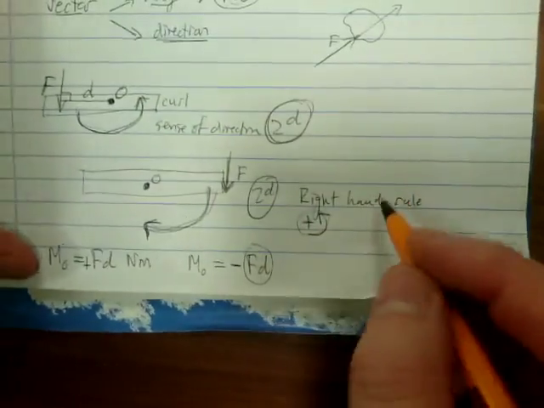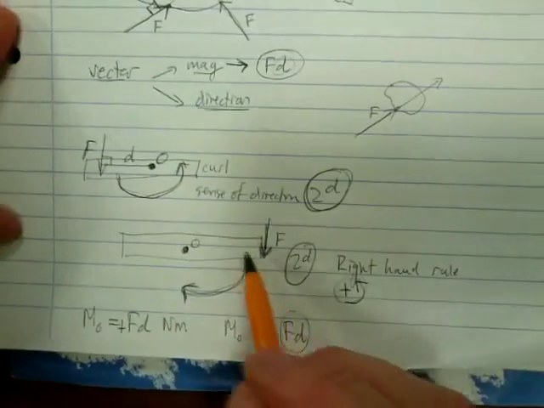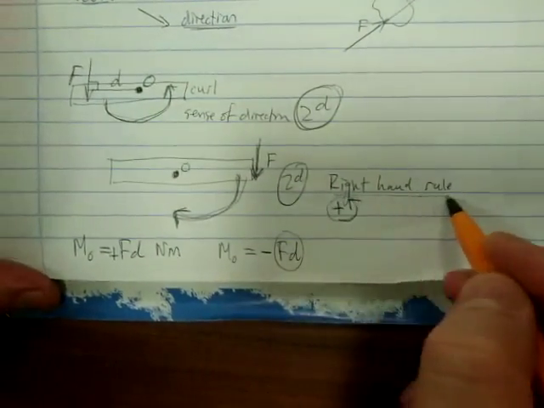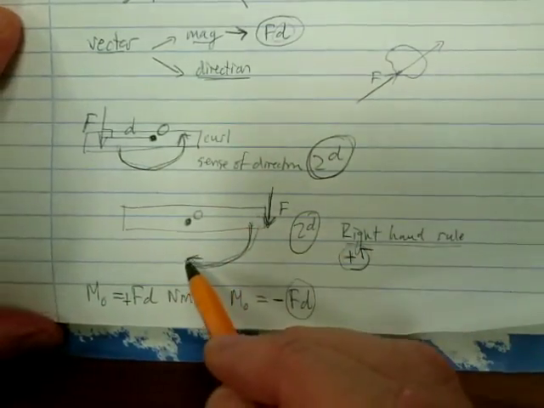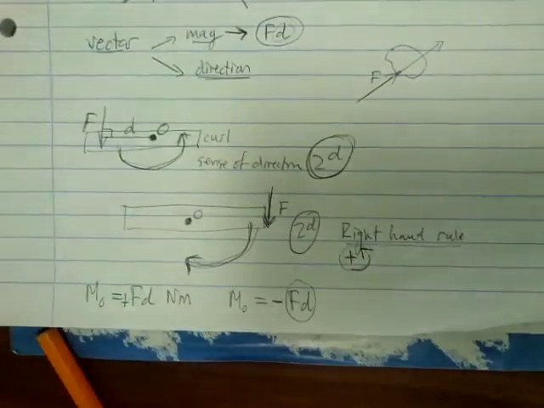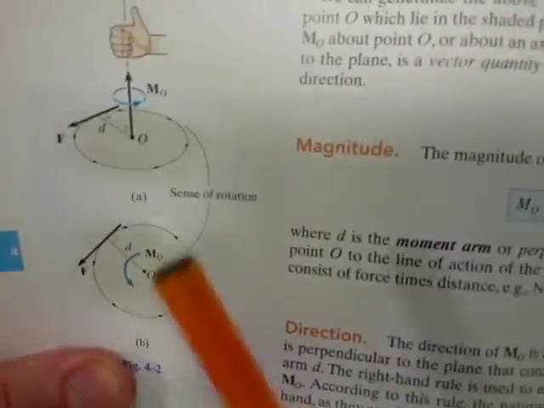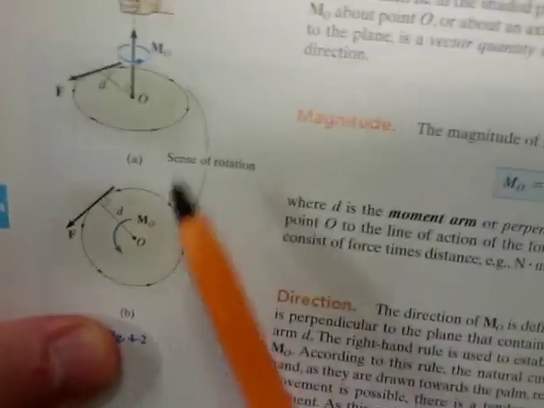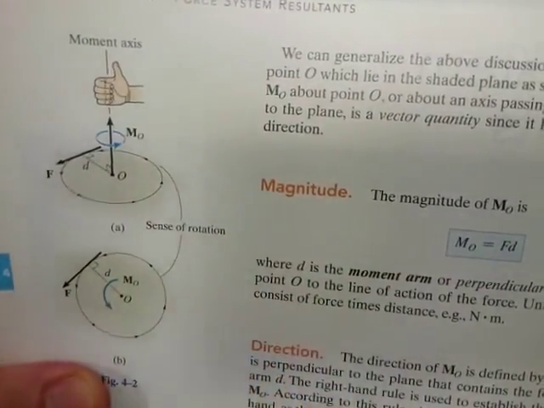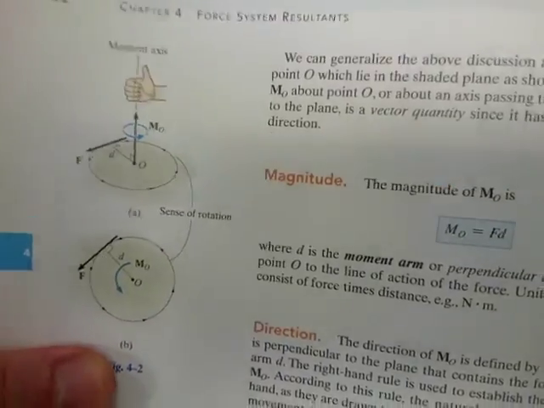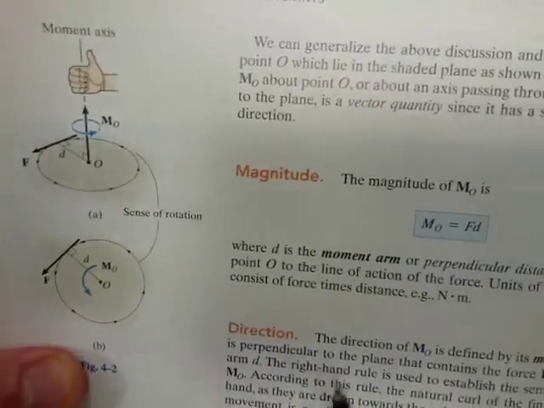So the right-hand rule in two-dimensional space allows us again to determine the sense of direction based on the curl of the fingers. The curl of the fingers, like there. Now, this will be the last thing. Now, that's in two-dimensional space.